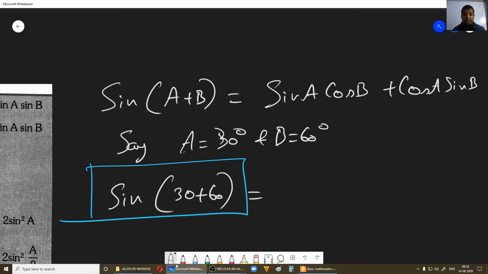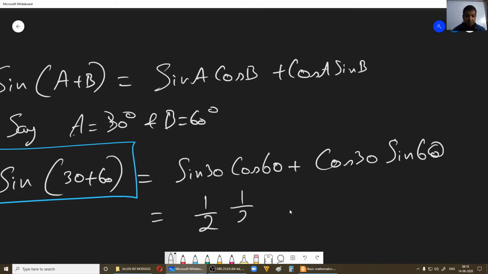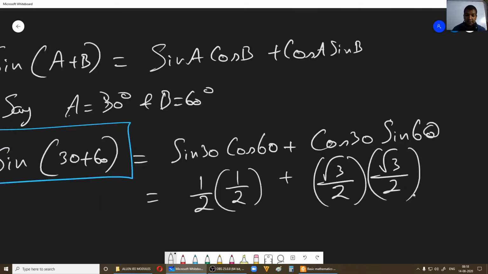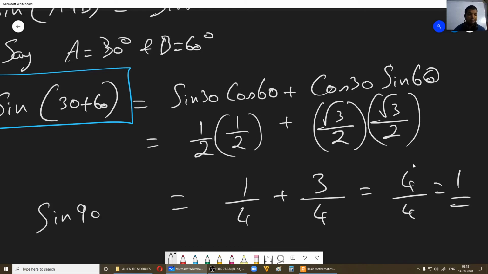Now sine 30 into cos 60 plus cos 30 into sine 60. Sine 30 is half, cos 60 is also half, plus cos 30 is root 3 by 2, and sine 60 is root 3 by 2 again. So what are we getting? We get 1 by 4 plus root 3 into root 3 is 3, and 2 into 2 is 4. So we get 4 by 4, which is equal to 1. Sine 90, you already know, is equal to 1.